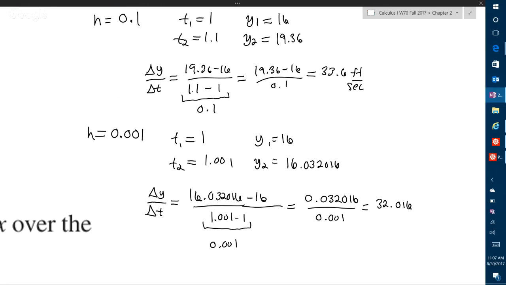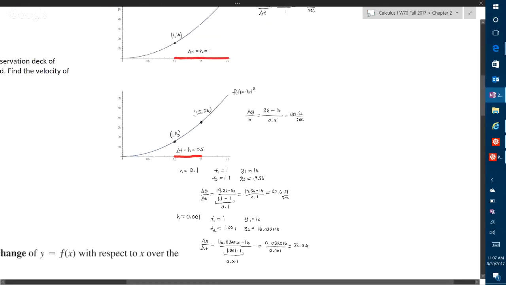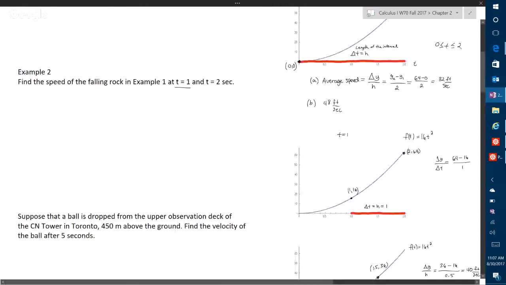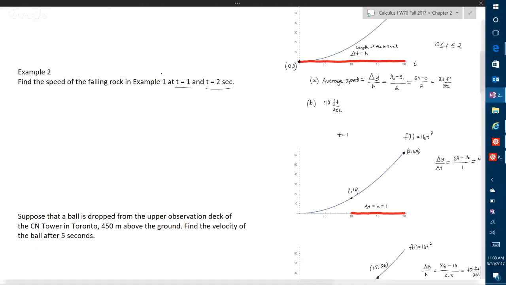Now I'd like you to do this exact same procedure, but for the second part of the problem, t equal to 2. Tell me what approximately the speed is as we get to t equal to 2 seconds.